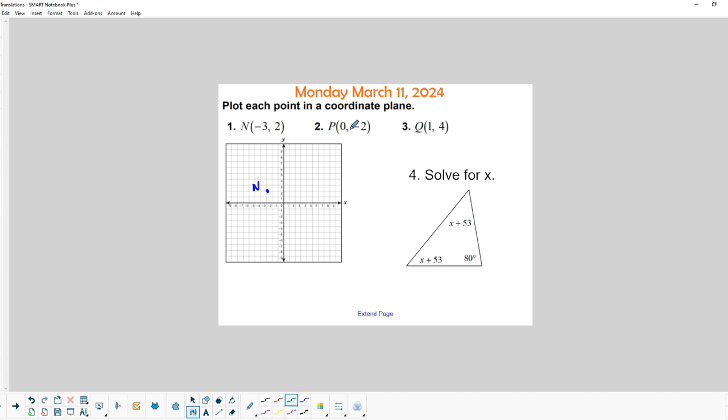All right, our next one, point P would be at (0, -2). So we go over 0 in the X direction and down 2 in the Y direction. So that would be point P. Okay, our next one, point Q, that would be over 1 in the X direction to the right and then up 1, 2, 3, 4. And that's how we would plot that one. So that's pretty straightforward and easy, right?